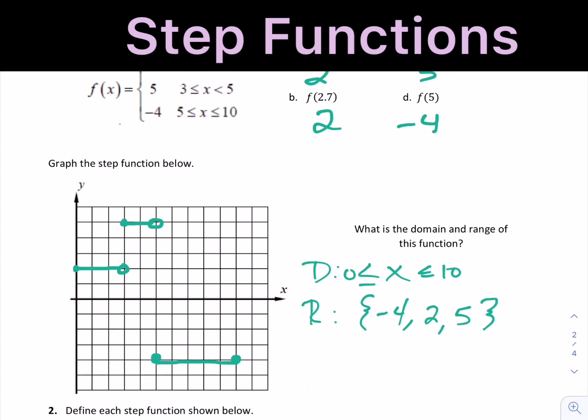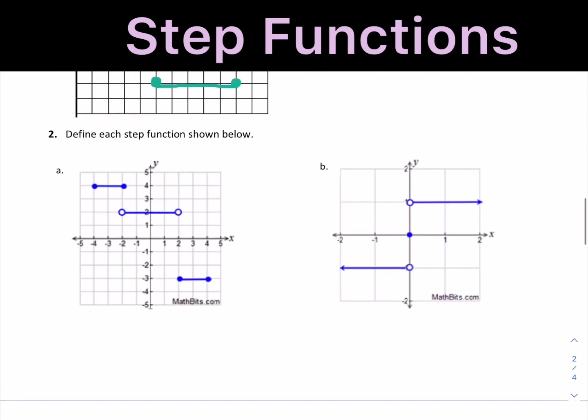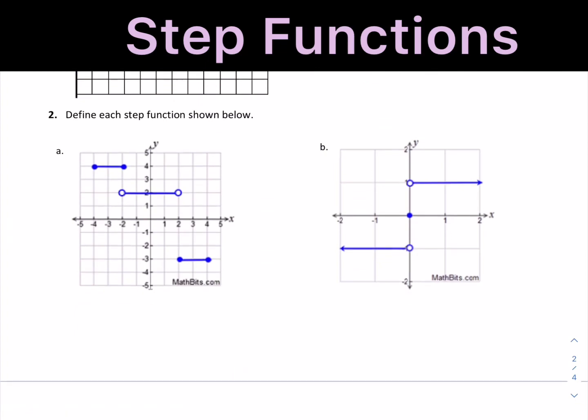f of 2.7 is also at 2. f of 3.5 is now jumping up to 5, and f of 5 jumps all the way down to -4, and that is it. So the next skill we want to work on is defining a function here.